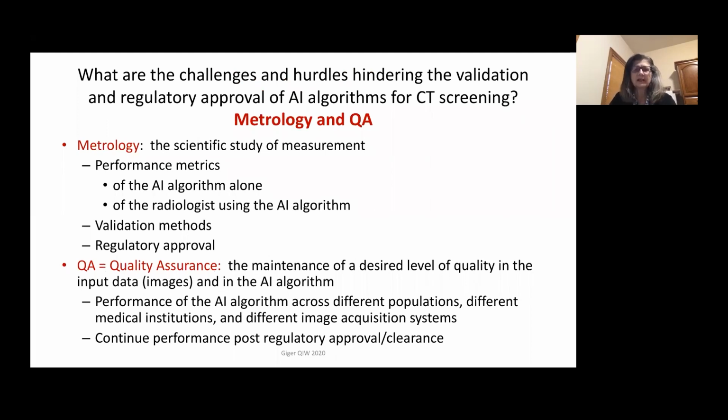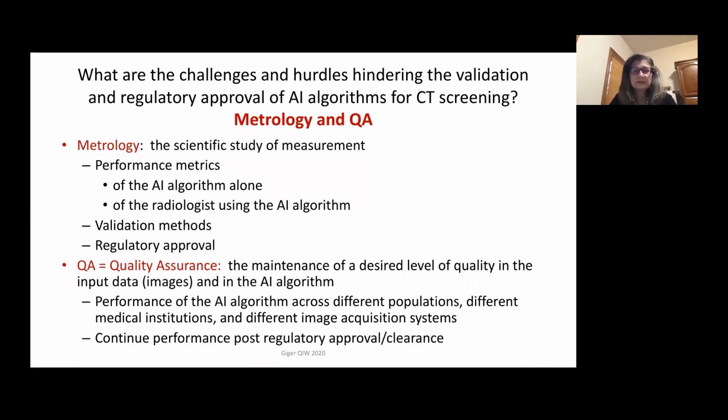Now, to consider the challenges and hurdles, we first need to understand metrology and QA. Metrology is the scientific study of measurement. We will need to consider performance metrics of the AI algorithm by itself, as well as the AI algorithm when it's being used by radiologists. That is, what is the performance metrics of evaluating the radiologists when they are using the AI algorithm? One needs to look at validation methods, and all of these are to appropriately get through regulatory approval or clearance.